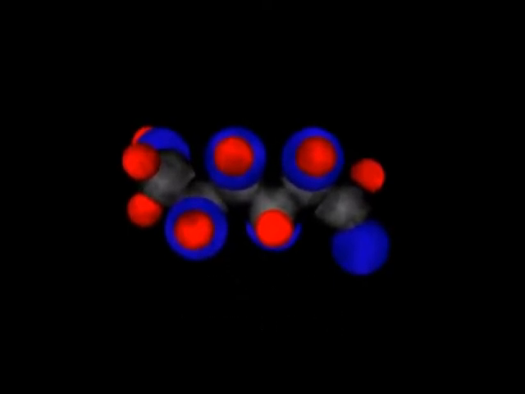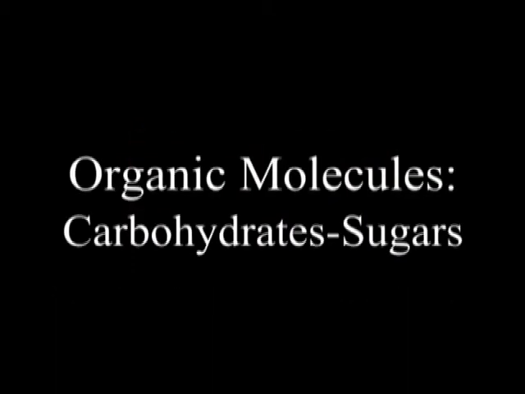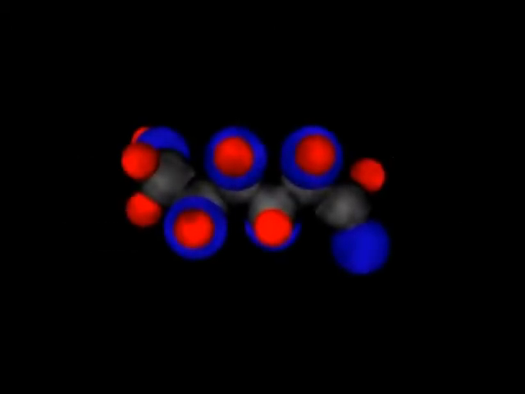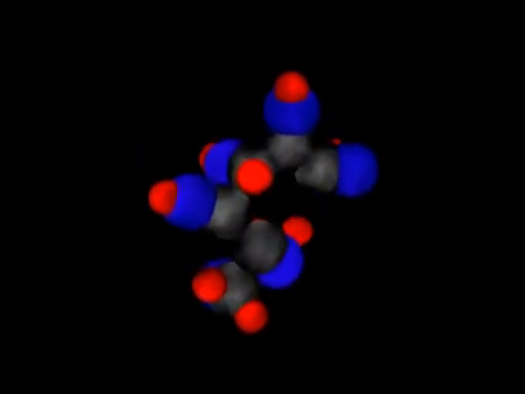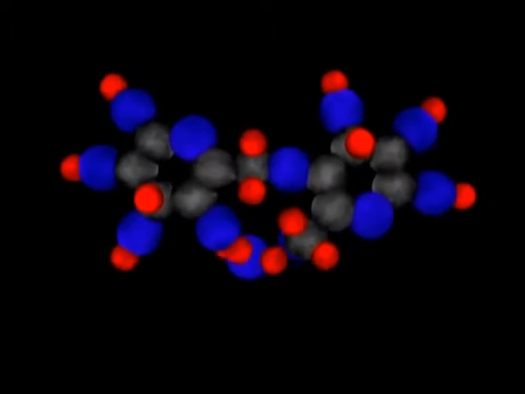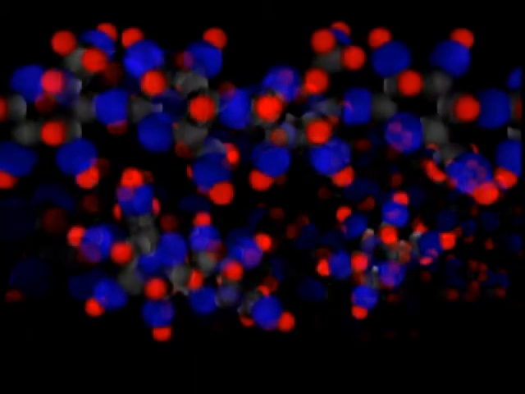It is from this formula that carbohydrates derive their name, which literally means carbon and water. When dissolved in a watery environment such as the cytoplasm of a cell, the carbon backbone of a sugar usually circles up into a ring. It is in this ring form that sugars are linked together by dehydration reactions to make larger carbohydrate molecules.